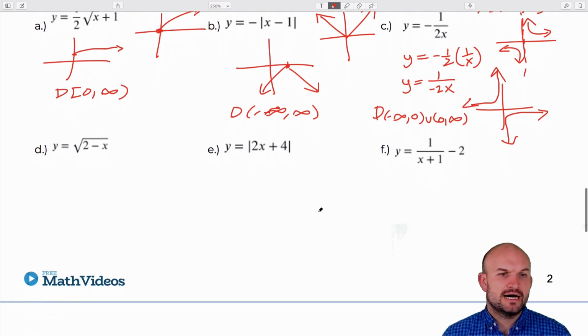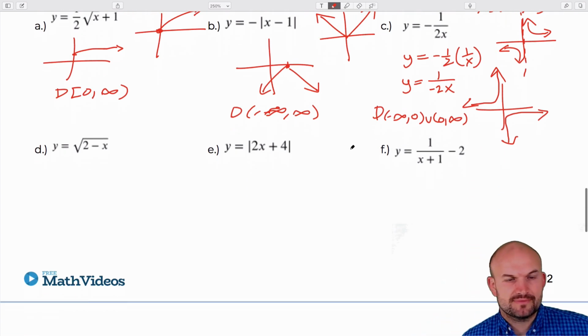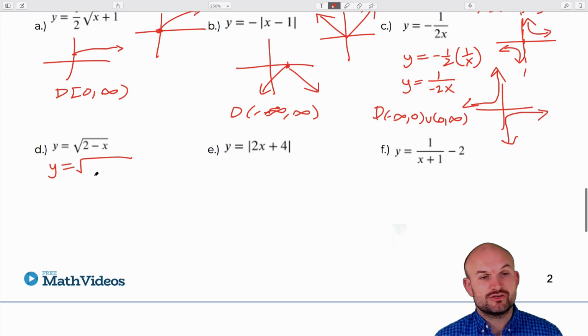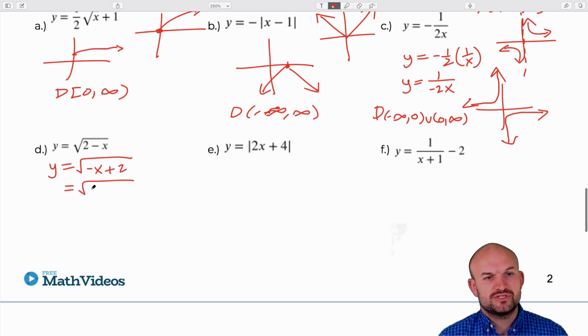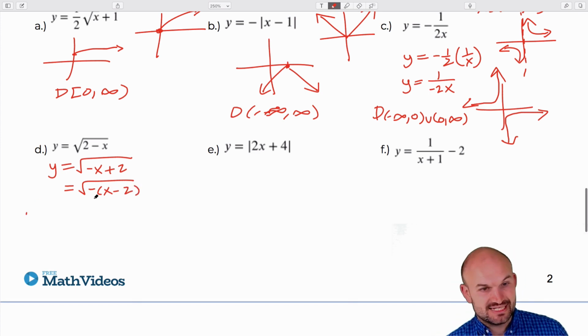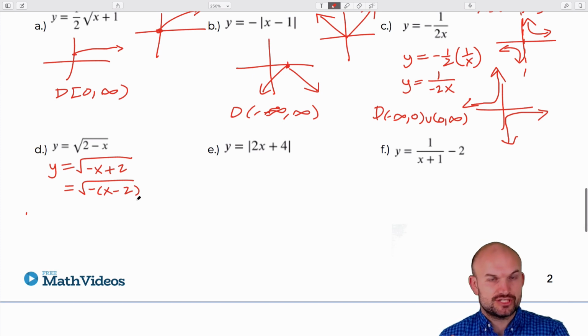All right, last round of examples. So this one is 2 minus x. We need to make sure when we're doing these problems that we put it into our transformation form. So that's going to be negative x plus 2, which is a negative times x minus 2. Now we can see that is a reflection about the y-axis and shifting the graph 2 units to the right.